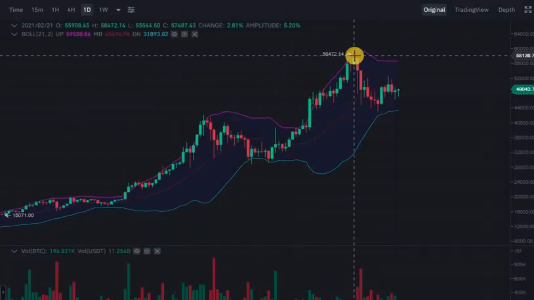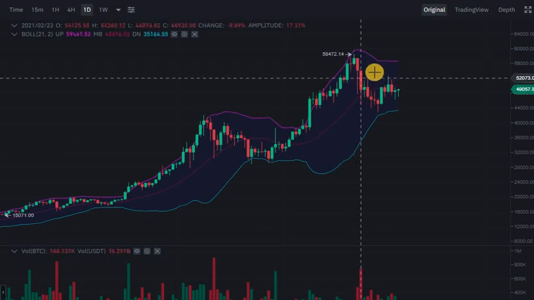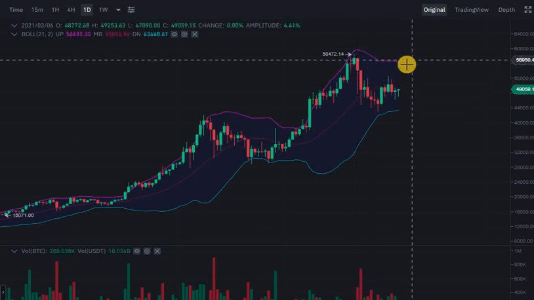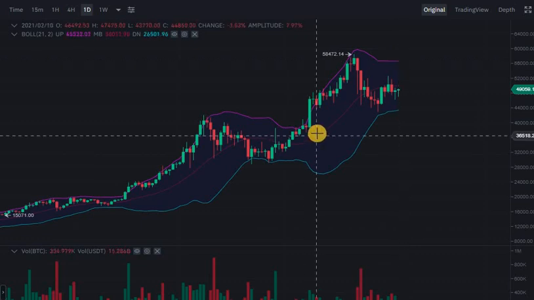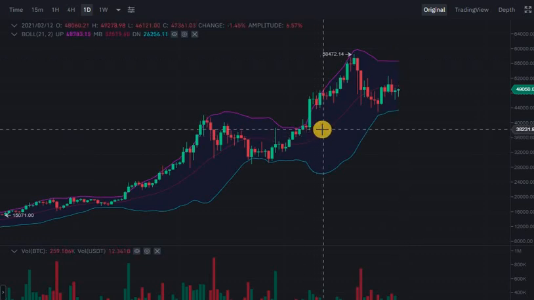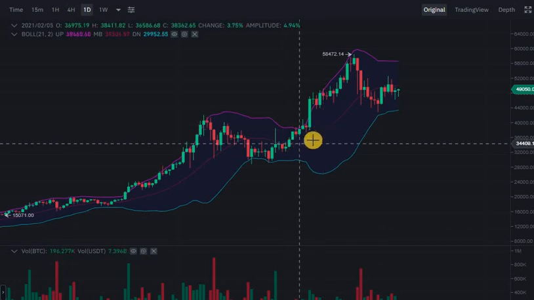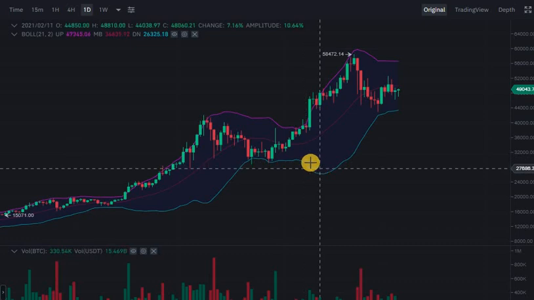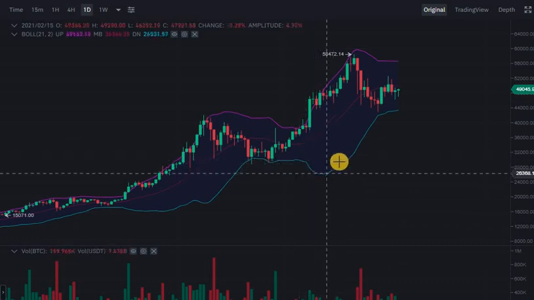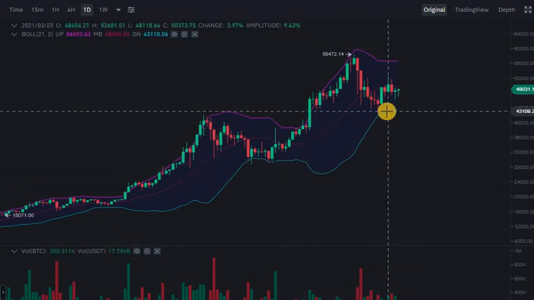When you look at this indicator, you will notice three things. The first line up here is called the upper band. The second line inside the Bollinger Band is the moving average. The last line right here is called the lower band, the lower band of the Bollinger Band. Now I am going to show you exactly what these bands stand for.